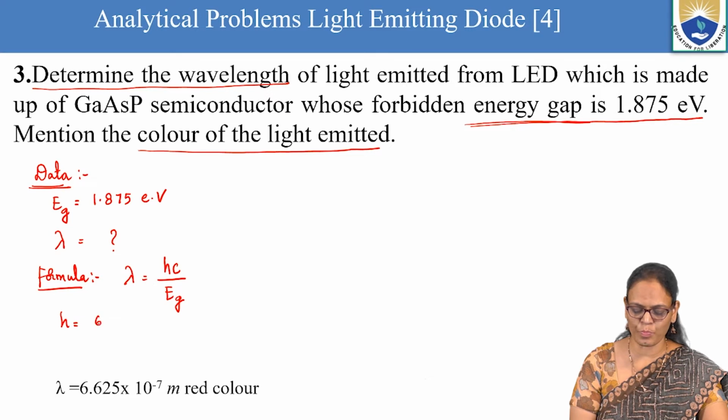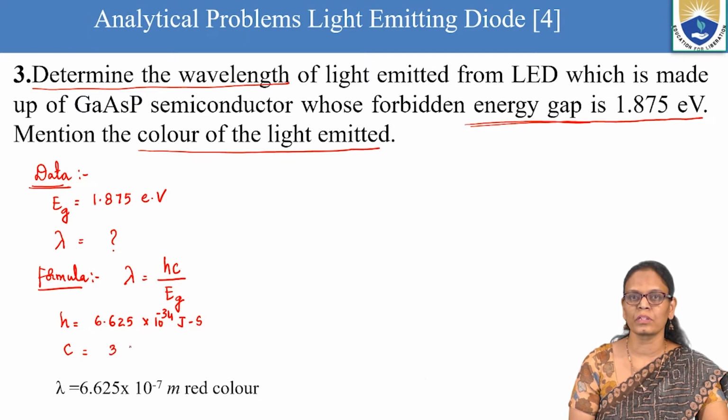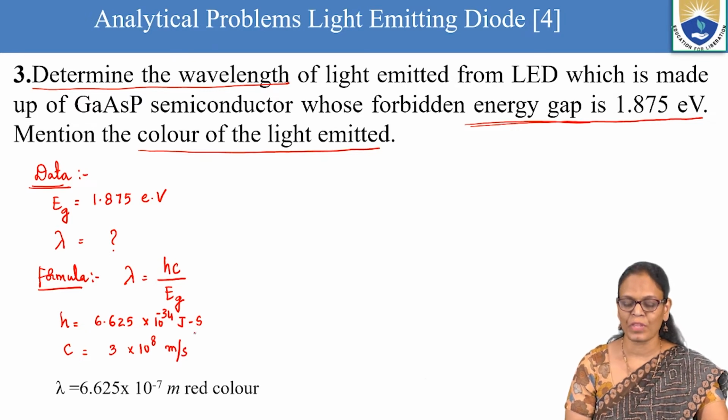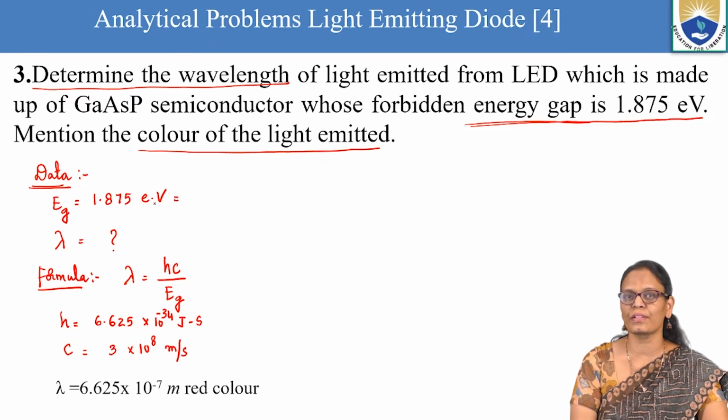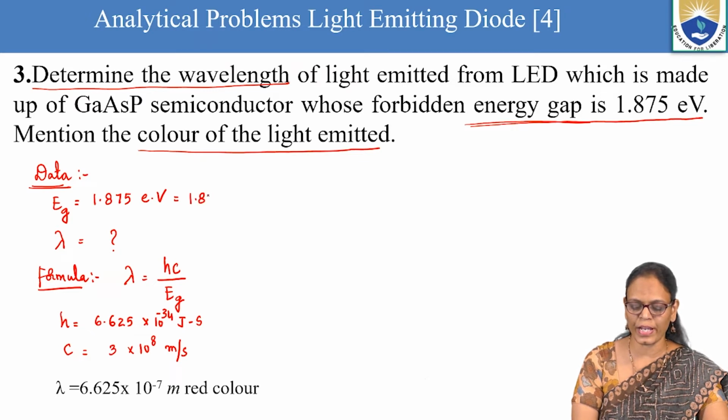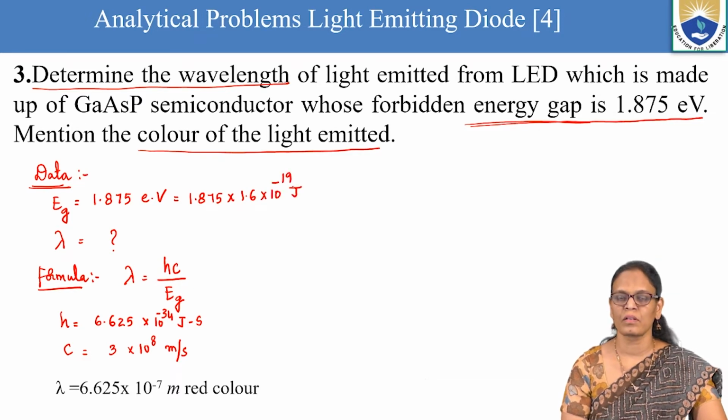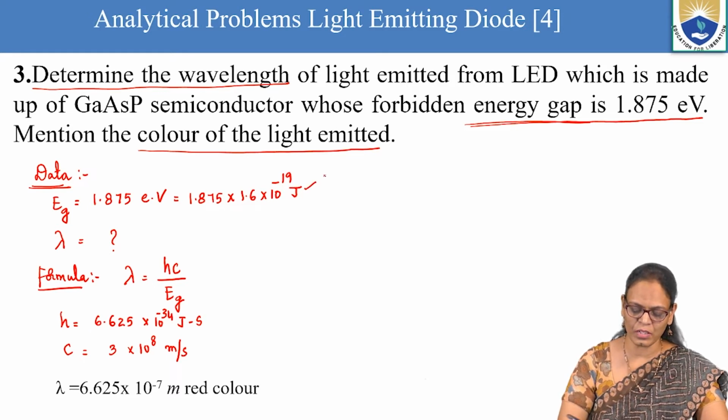H is equal to 6.625 into 10 power minus 34 joule seconds, and C is equal to 3 into 10 power 8 meter per second. And we have to convert this electron volts into joules: 1.875 into 1.6 into 10 power minus 19 joules. So we have got all the values. We have Eg, we have H, we have C. Now it is simply substitution.